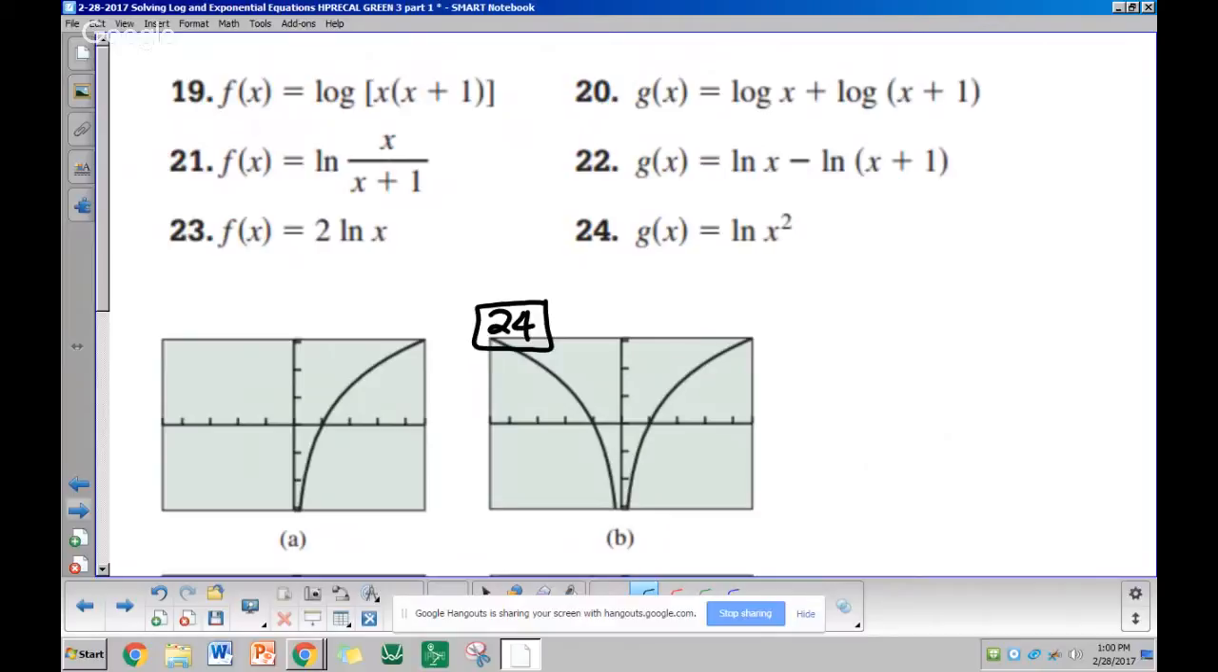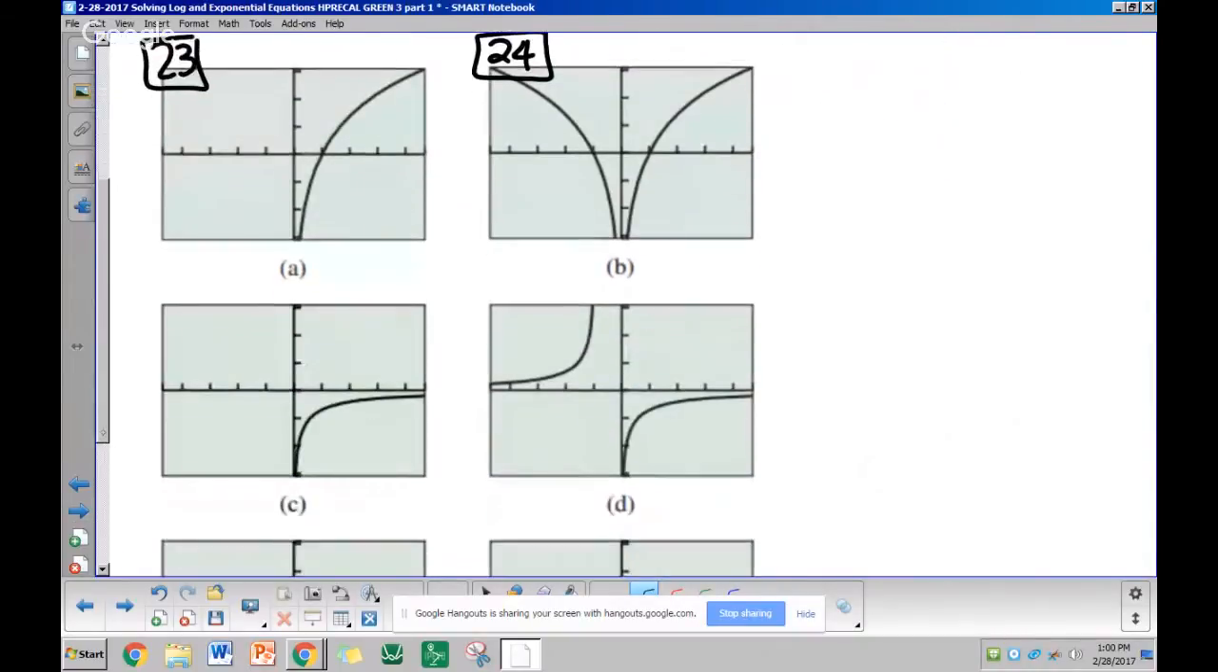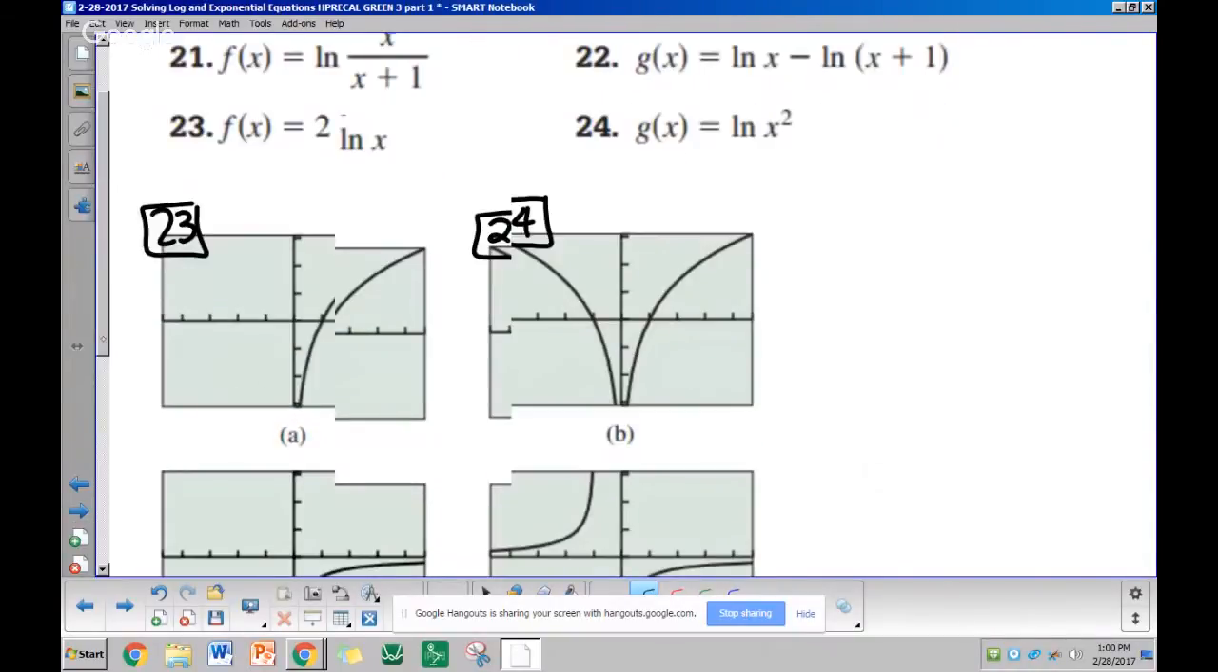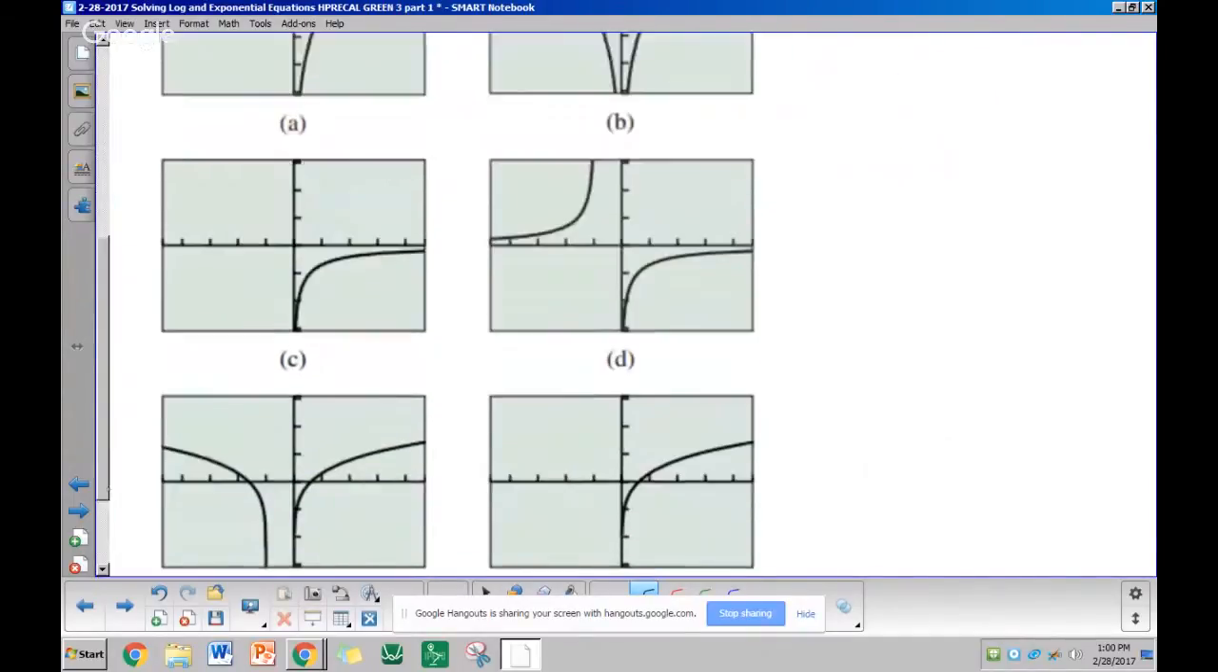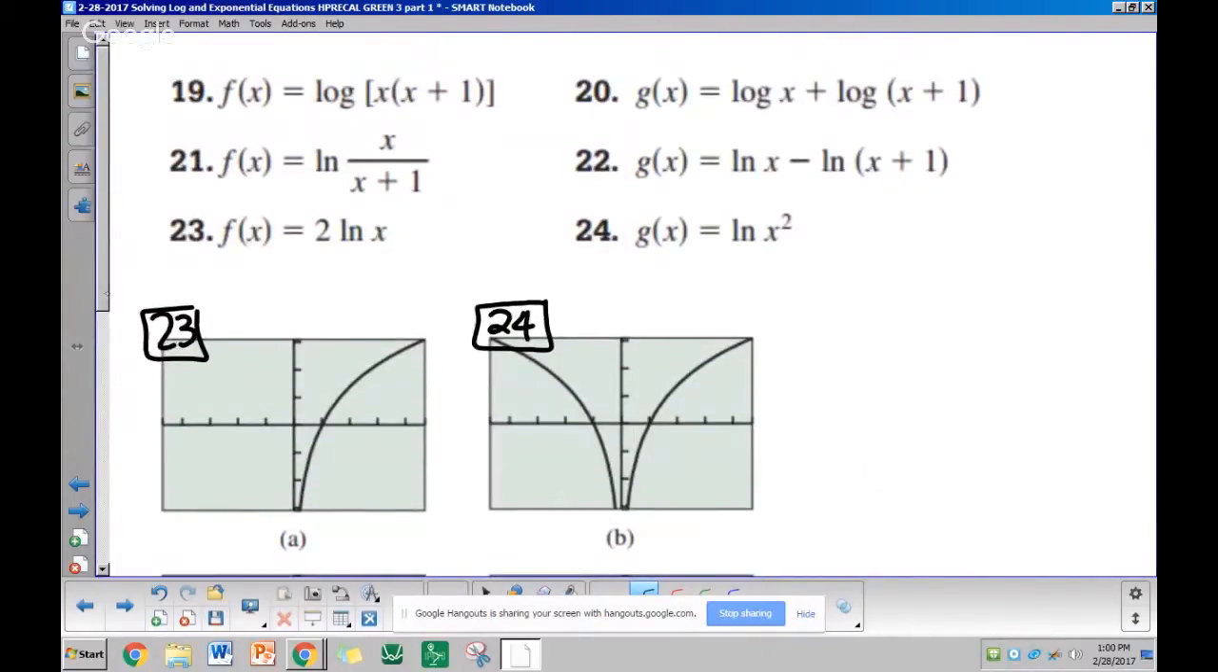And then what does A have to be? 23. Everybody agree with that? You see how they're different? Yeah. Okay, then I have this one here, x times x plus 1.